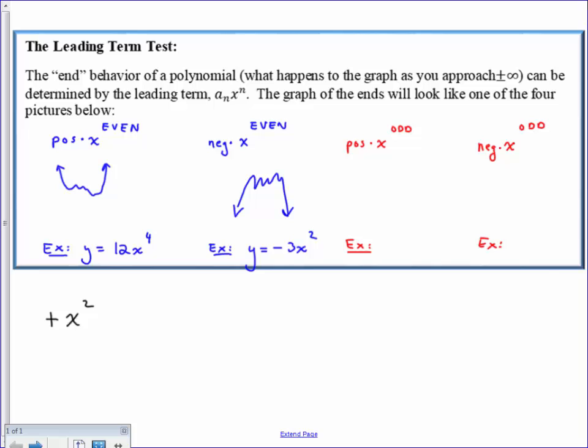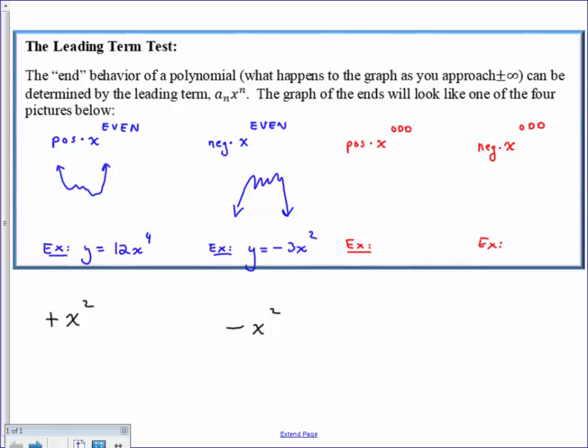The way I remember that is just to remember the simple example, negative x squared. I know that both ends are going to open down because of the negative out in the front. Both ends are going the same direction because it's a square.